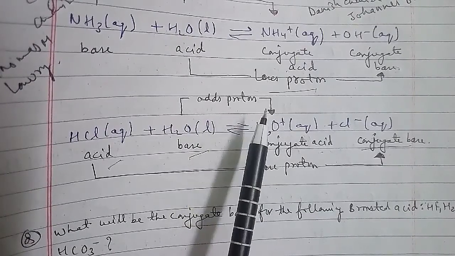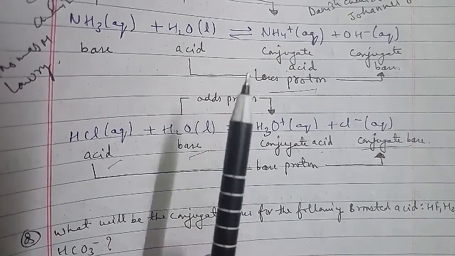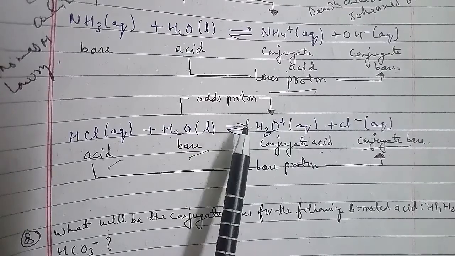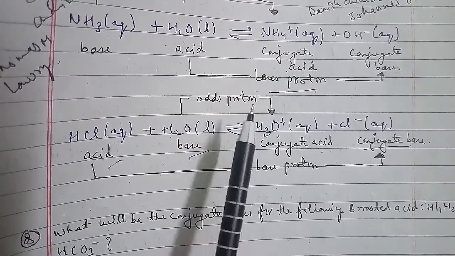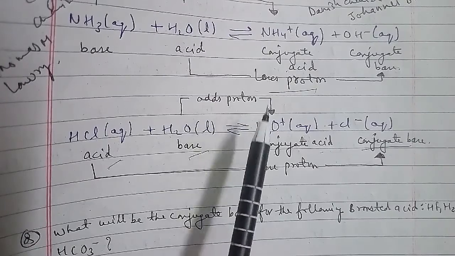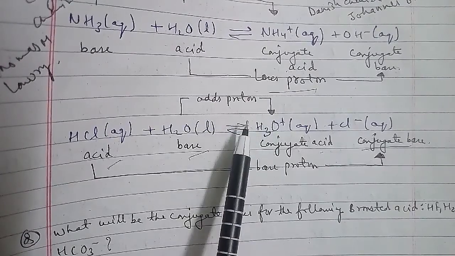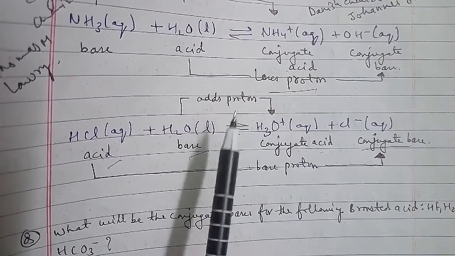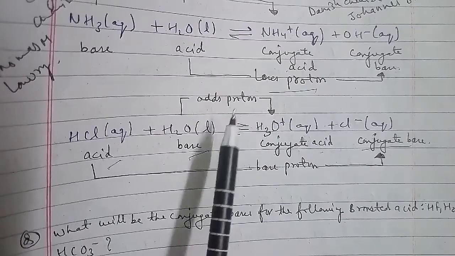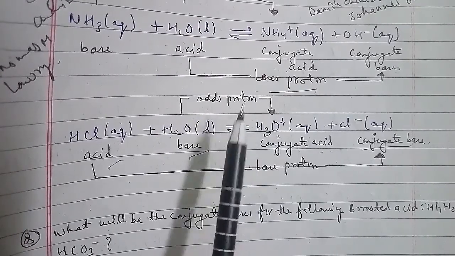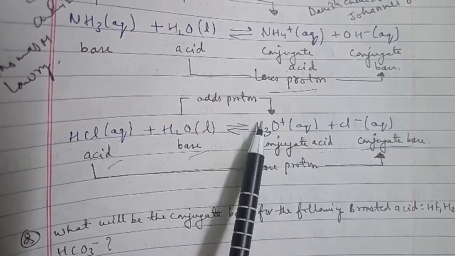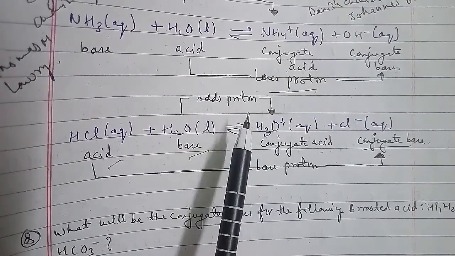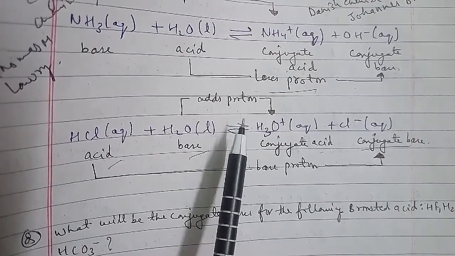Now we'll discuss a question: what will be the conjugate base for the following Bronsted acids: HF, H2SO4 and HCO3-? In reference to that, the conjugate base should have one proton less in each case, so the corresponding conjugate bases would be F-, HSO4-, and CO3 2-. So these will be the conjugate bases for the following Bronsted acids.